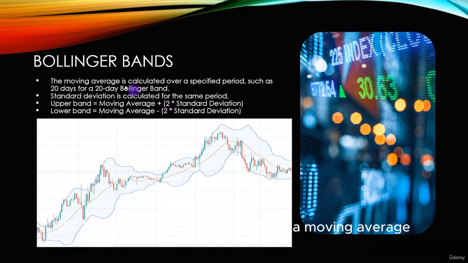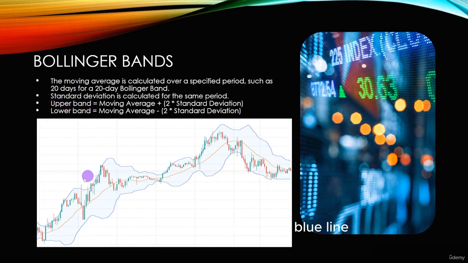The Bollinger Bands are nothing but a moving average, which is calculated over a specified period, such as, let's say, 20 days, or for a 20-day Bollinger Band. And this is the orange curve that you can see here in the middle. It's nothing but a simple moving average. And then we have a standard deviation that's calculated for the same period of time. So we took 20 days in this example.